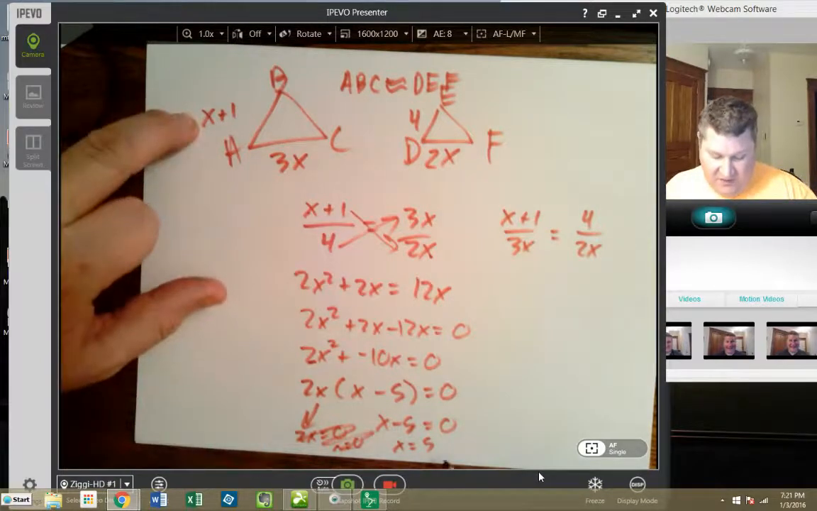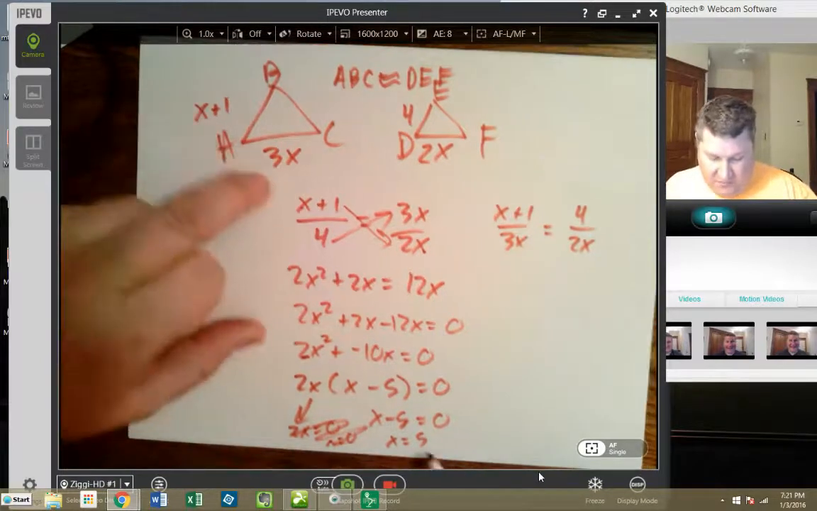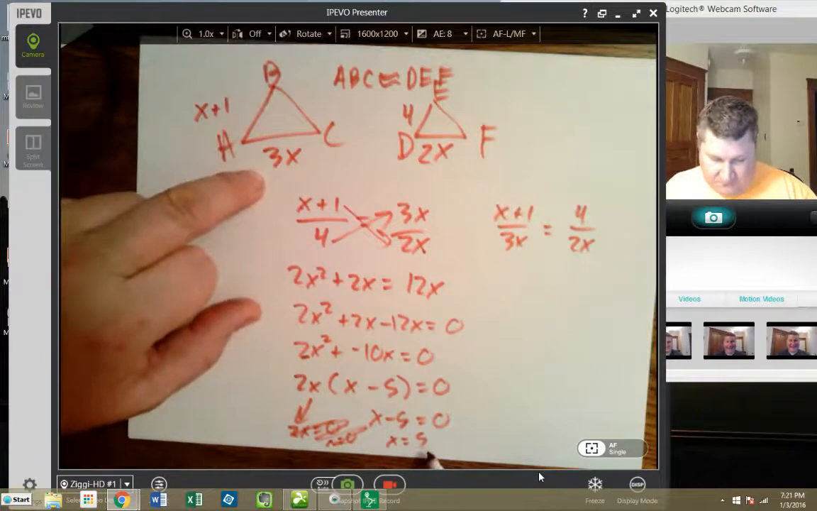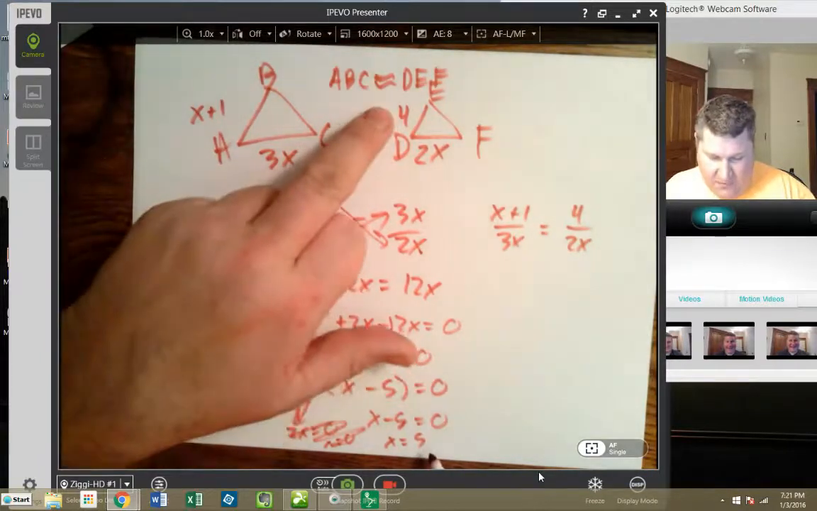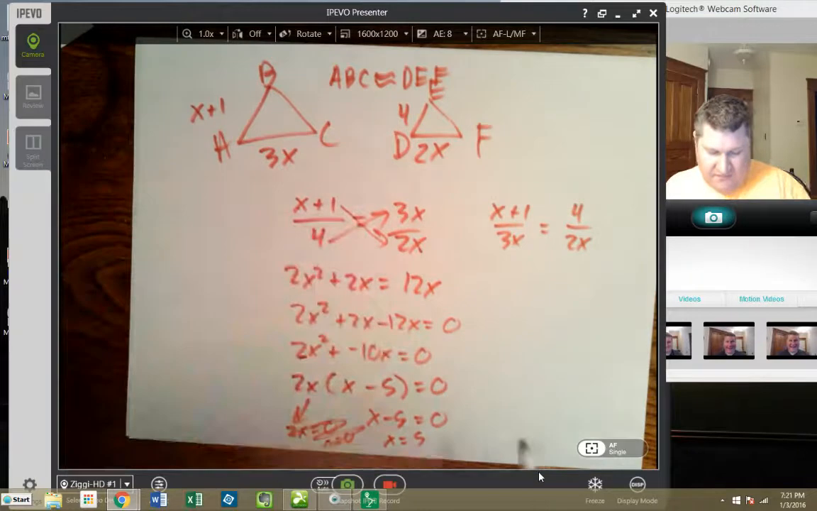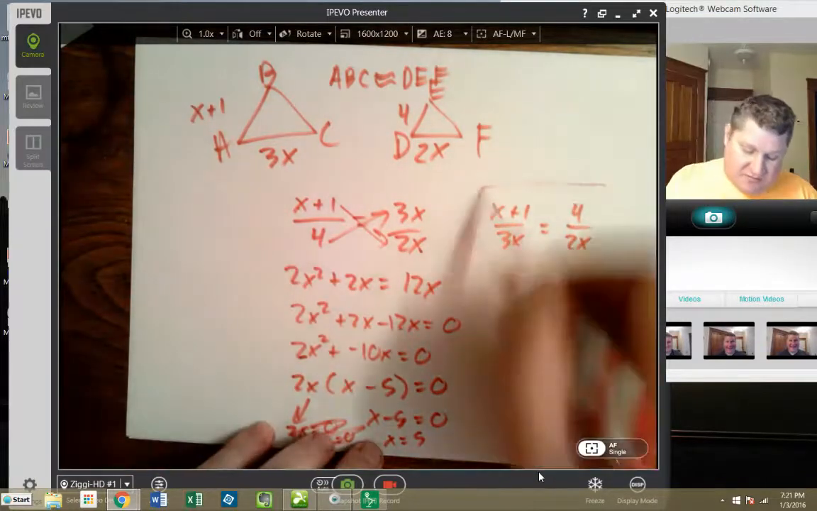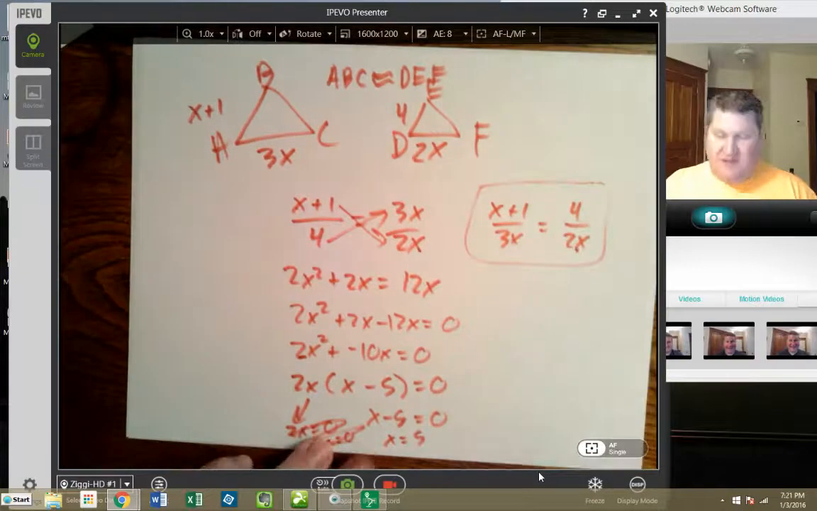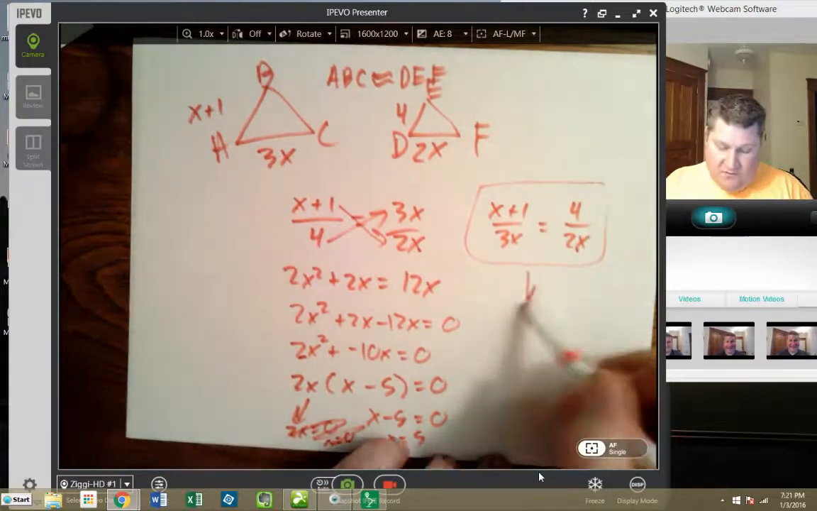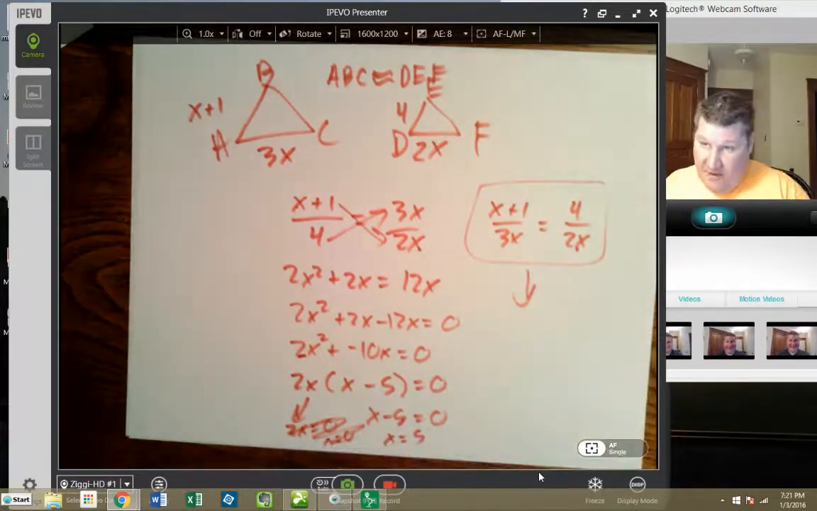So that would be 6 to 15. And this would be 4 to 10. 6 to 15, 4 to 10. Yeah, that actually works out. Your job is to prove that this also would equal the same answers. So go for it. Do that one there.